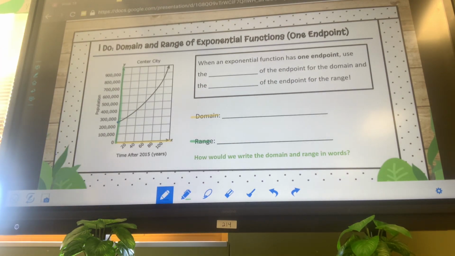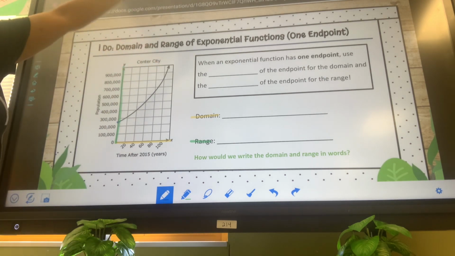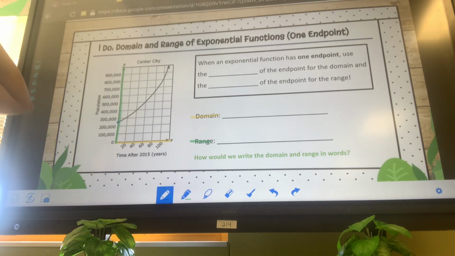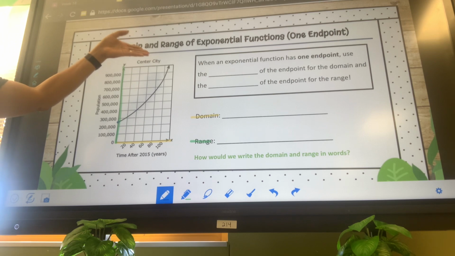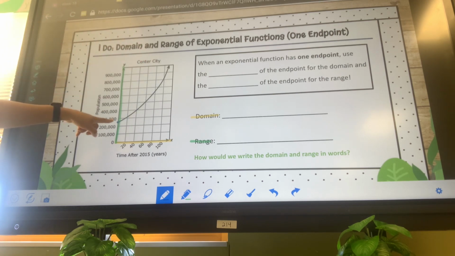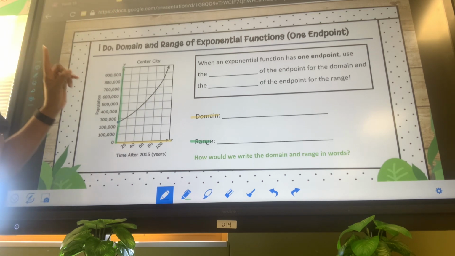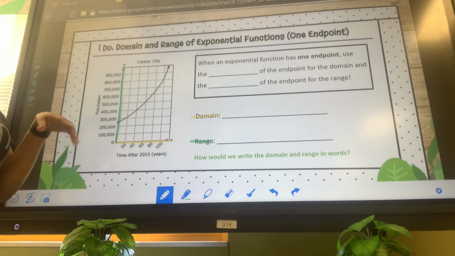All right, so now notice you got one endpoint and there's an arrow. Remember, this arrow means it's just going to keep going forever and ever and ever, never will stop. Okay, so that's why we can't get a number here, because there's no number where it stops. Okay, it starts at a number, but it keeps going, doesn't stop. So that means we're only going to have one number in these, since there's only one endpoint.